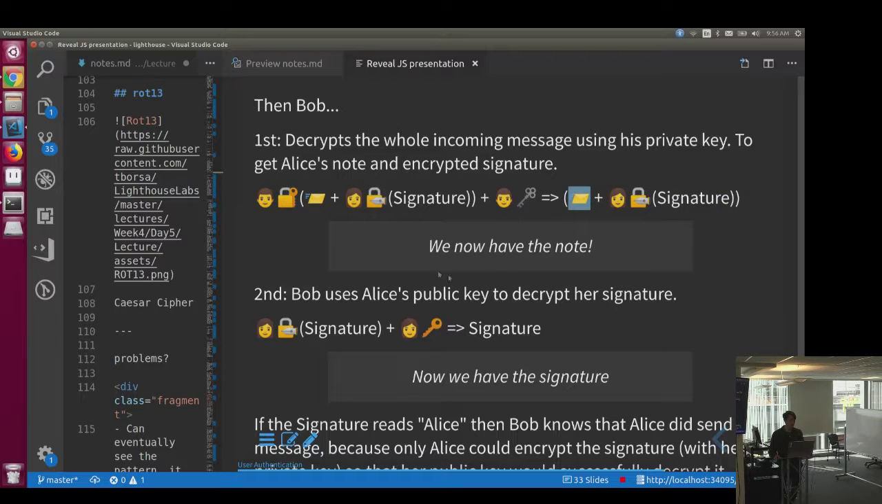He can look at the note and he can read it. It says like, hey Bob, how's it going? So at this point we have secure communication, but he still needs to authenticate that it was Alice. So with that, he can look at this signature. Second step, he's going to use Alice's public key to decrypt her signature. So this signature was encrypted with the private key. So he uses the public key, which is publicly available, and he can get the signature, just the word Alice.